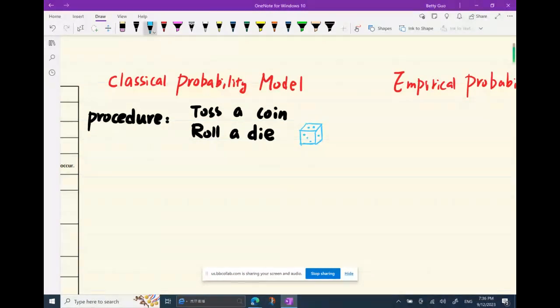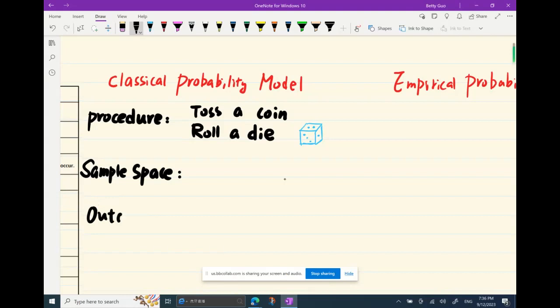And every procedure has its corresponding sample space. The sample space is a set. The set contains all the possible outcomes of the procedure.